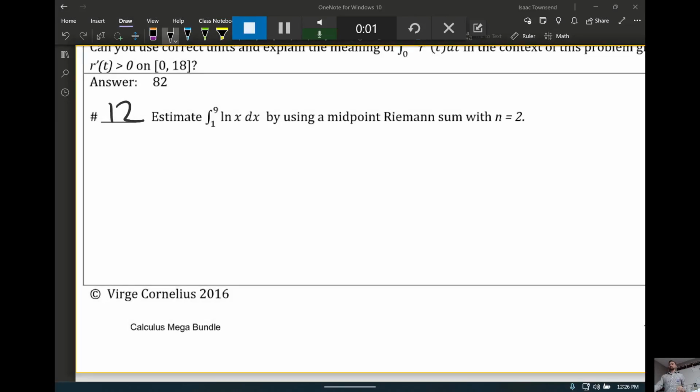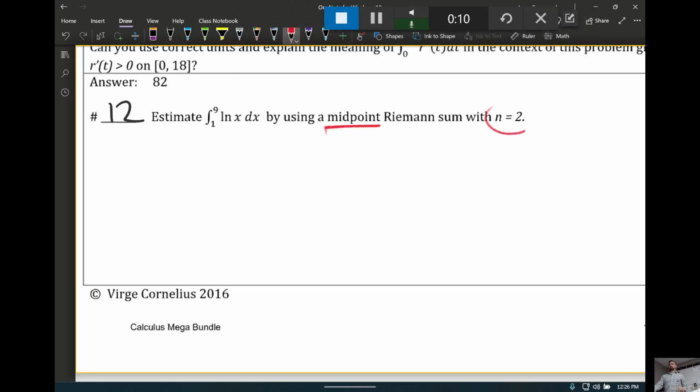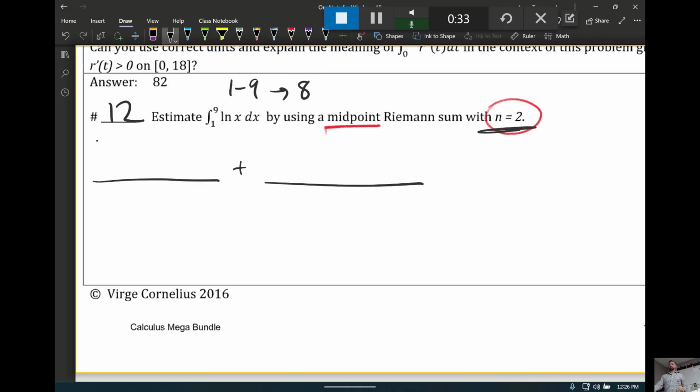All right, so estimate the integral 1 to 9 natural log of x dx using a midpoint Riemann sum with n equals 2. So all that means is the n equals 2 means we want two subdivisions of equal width, since we don't have any other information. So from 1 to 9, we can see that he's traveling a horizontal distance of 8. So if I divide that into two equal subdivisions, each one's going to have a width of 4. You okay with that part? That the width is 4, okay.